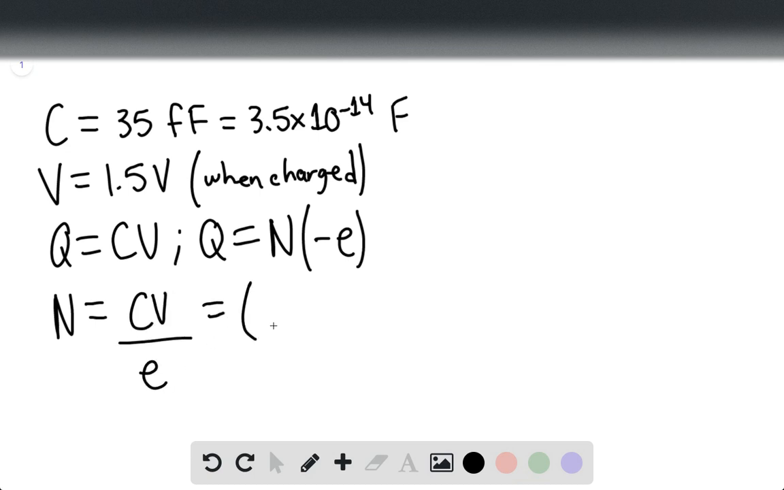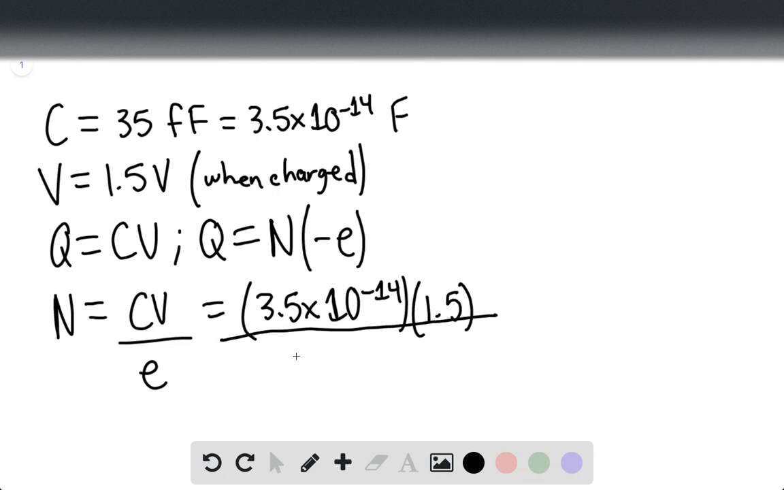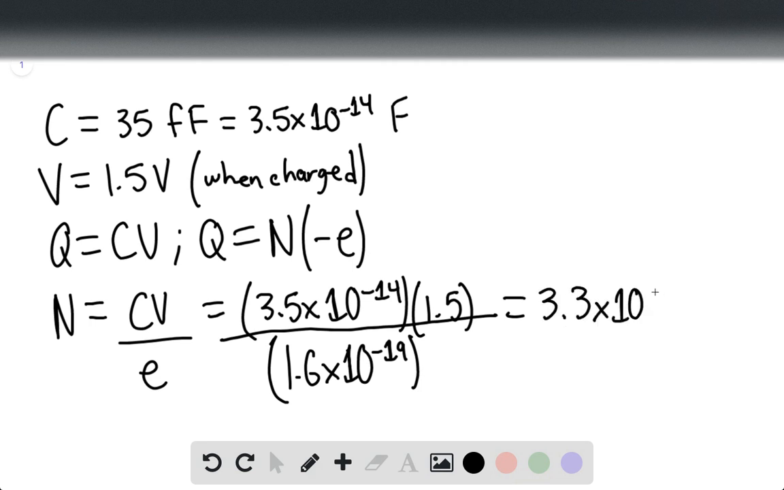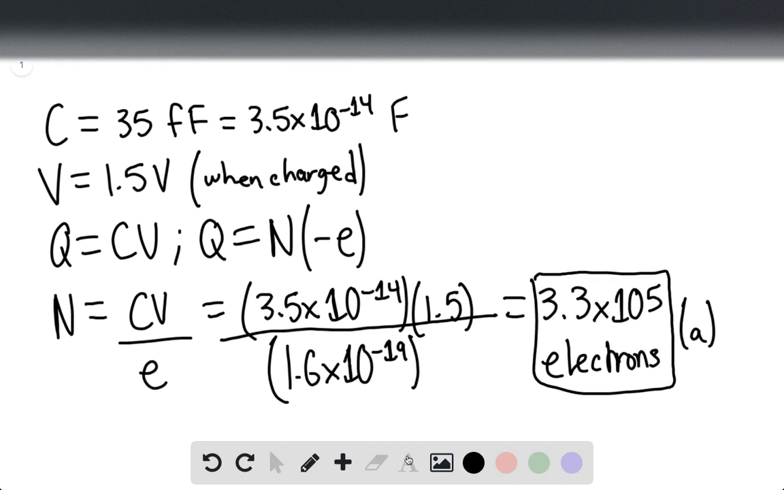So this would be 3.5 times 10 to the negative 14th, times 1.5, divided by the charge on an electron, 1.6 times 10 to the negative 19th coulombs. And we find that we need approximately 3.3 times 10 to the 5th electrons. So this would be your answer for part A, 3.3 times 10 to the 5th electrons.